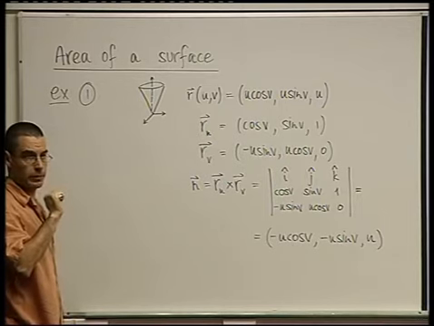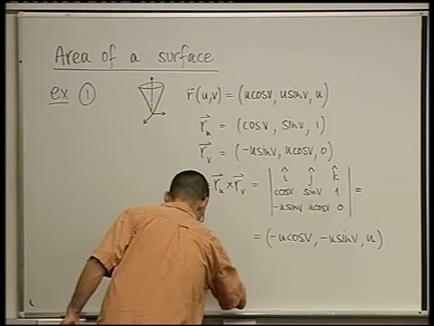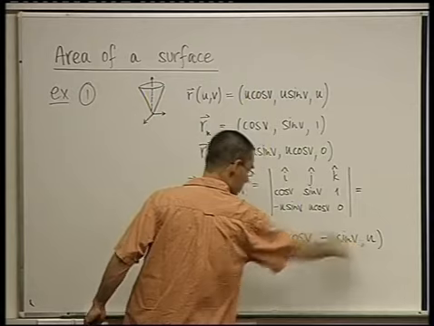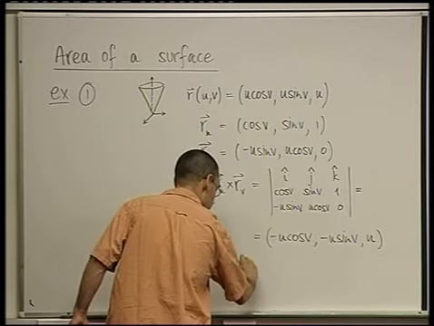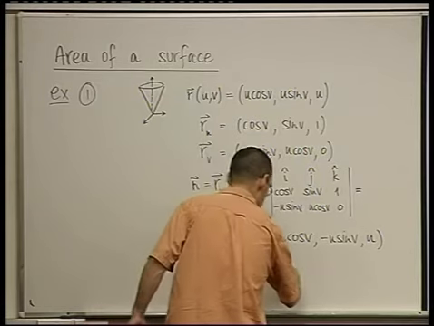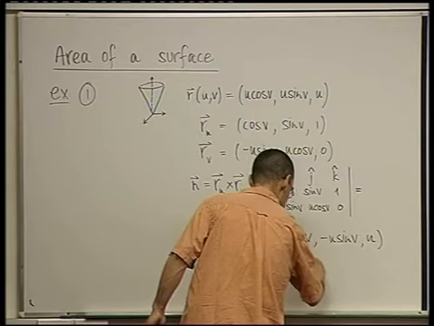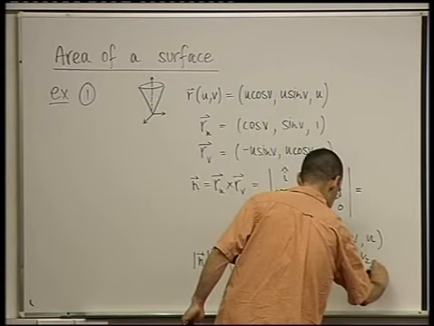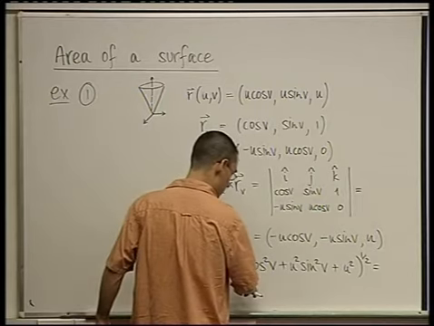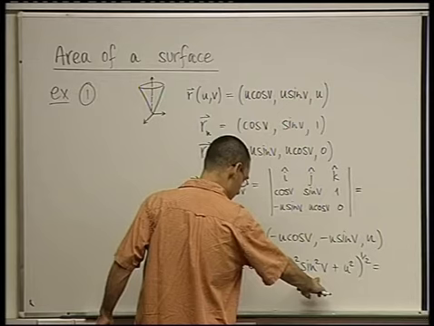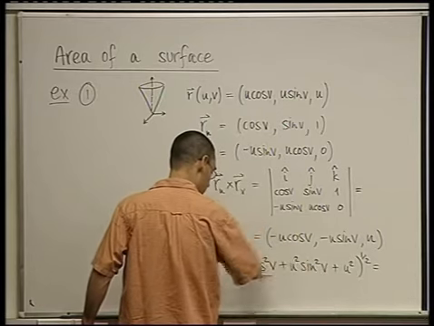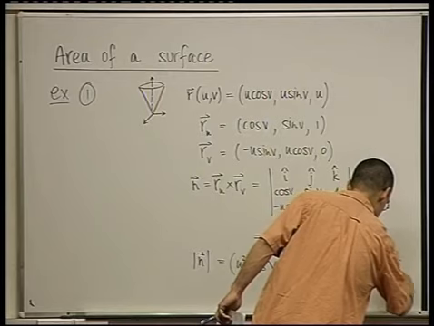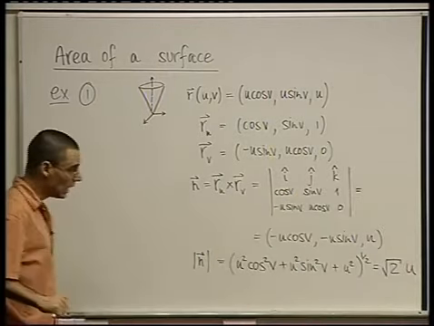What do we need in order to find the area of the surface? We need the length of the normal. So what's the length of the normal? It's the root of the squares of these components. So I get u squared cosine squared v, plus u squared sine squared v, plus u squared, and I have to take a root of all of this. Here the cosine squared and sine squared terms give 1 times u squared, plus another u squared, that's 2u squared, and then I take the root, so I get root 2 times u. That's the length of the normal vector.